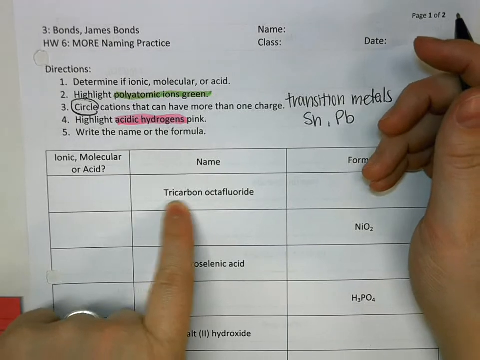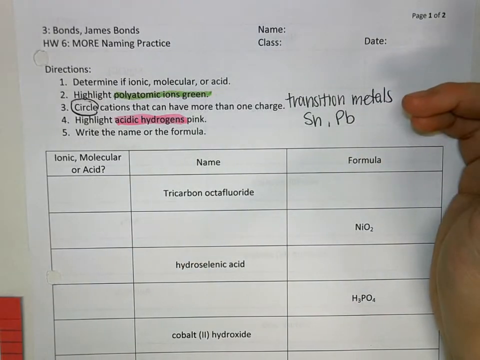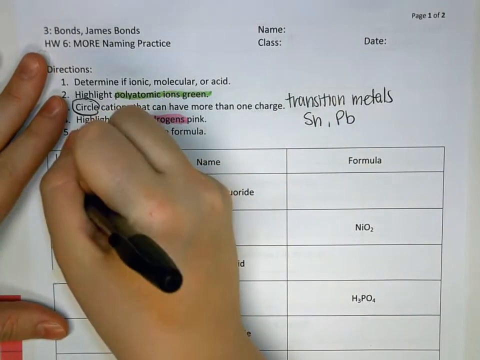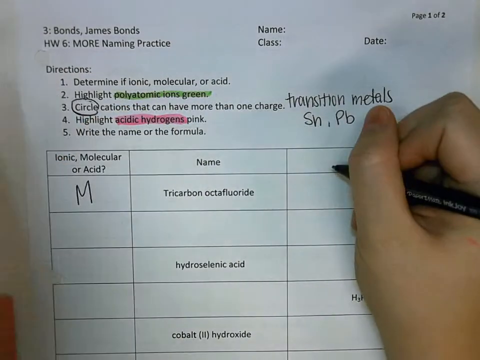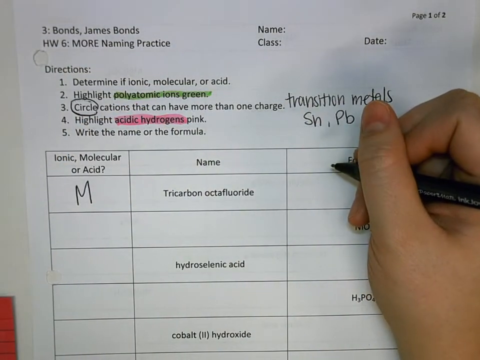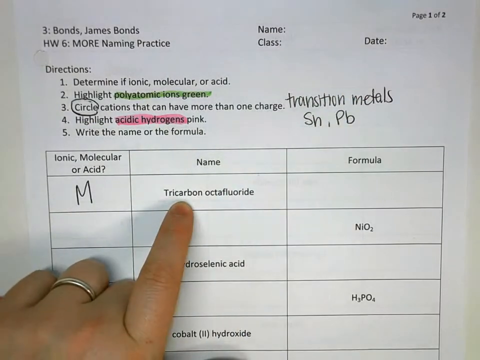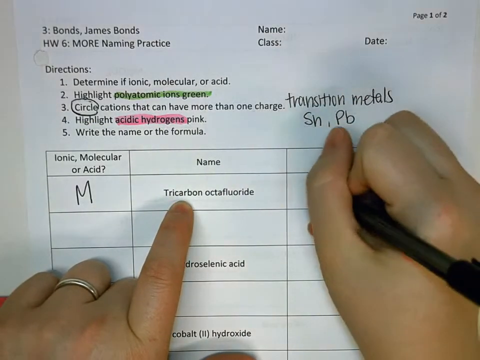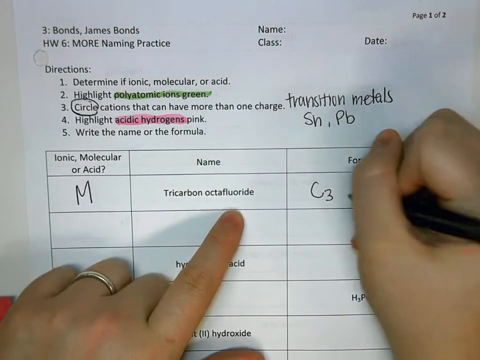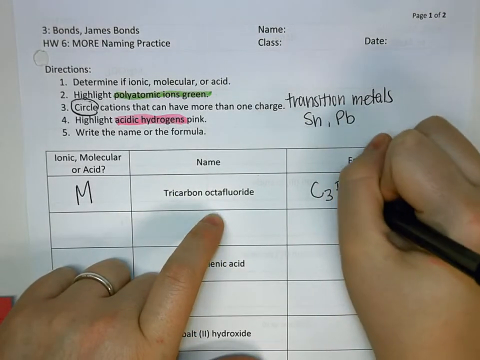For this one, I have tricarbon octafluoride. So this is going to be molecular or covalent. And I know that because I've got my prefixes. So this one's going to be really easy to name. Tricarbon is C3. Octafluoride is F8.